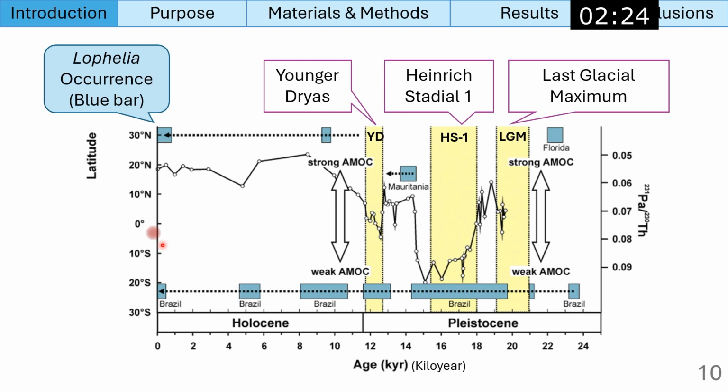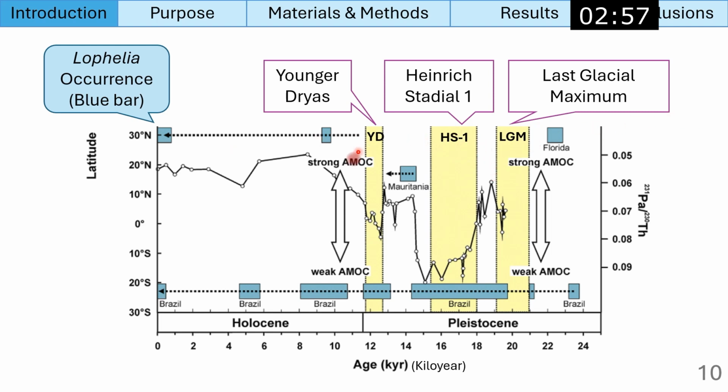Okay, to talk about this figure, first, the bottom axis is the age. The unit is kiloyear, which means 1,000 years. So 0 means now, and this is 25,000 years ago. And the axis here is the latitude, and the proxy here is what we use to observe the AMOC. When it goes up, it means stronger AMOC. When it goes down, it means weaker AMOC. And the blue bar is the Lophelia occurrences.